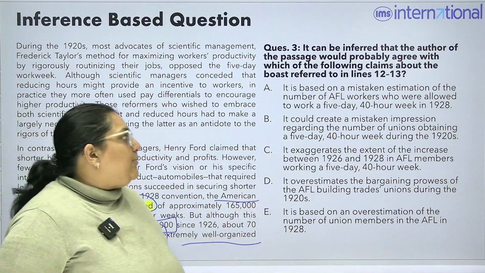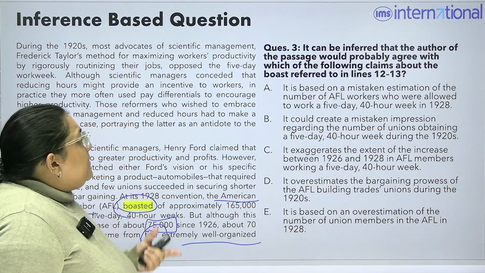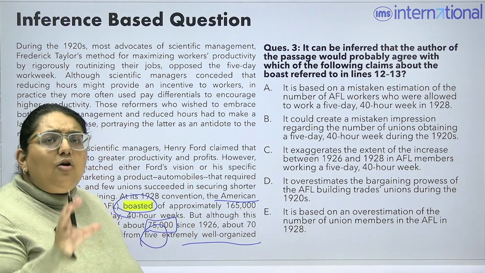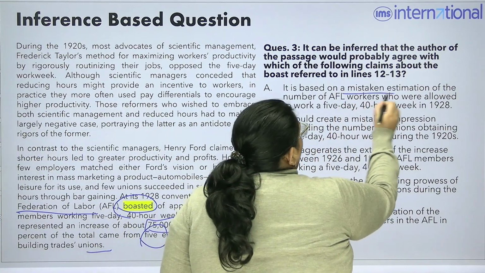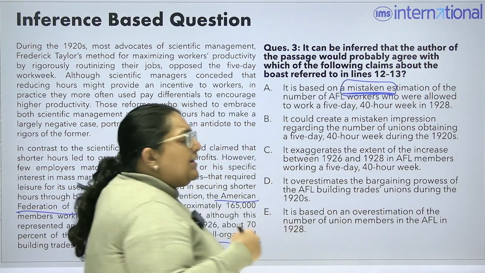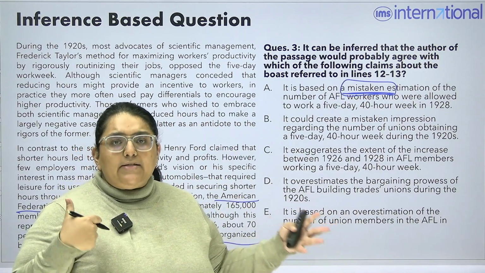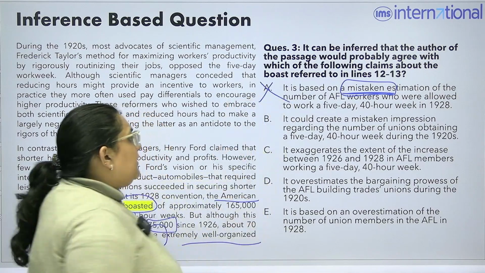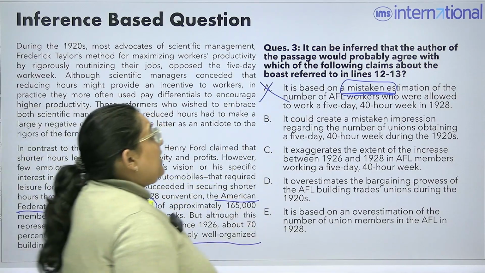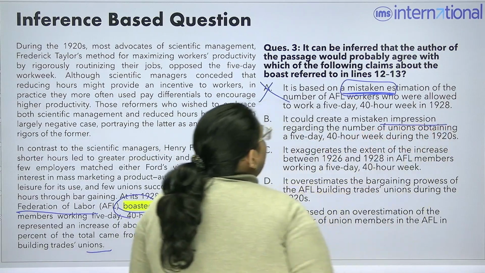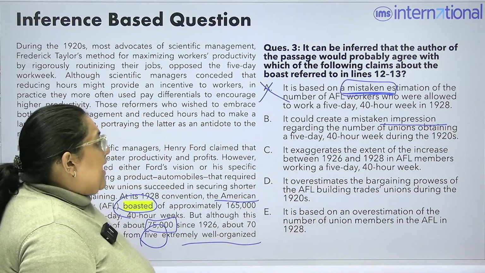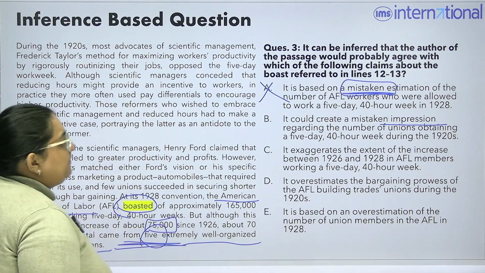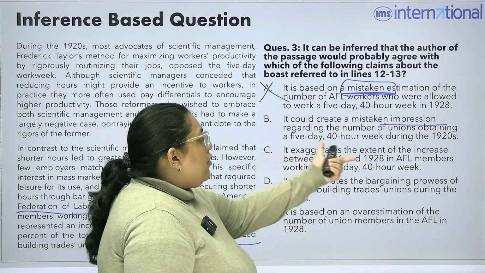Now let's have a look at the options. It is based on a mistaken estimation of the number of AFL workers. I don't think so, the number of workers was not mistaken. What was mistaken was the impression that it is coming from a greater number of unions, whereas it was coming from only 5 unions. So the number was not mistaken. It could create a mistaken impression. Yes, this can work. Regarding the number of unions, yes, we talked about the number coming from only 5 unions obtaining a 5-day 40-hour week.